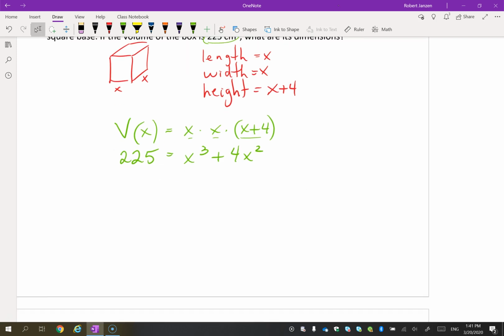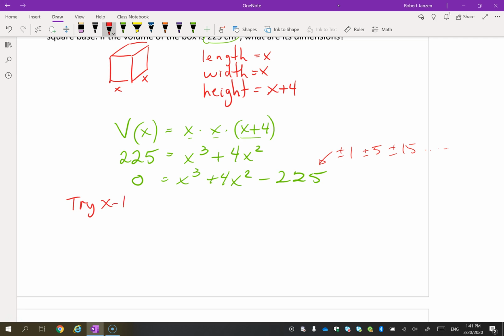Now, how do you solve this? Well, this is actually something we know how to do. Alright, we want to find out when this exists. In other words, we need to factor this. So, to factor it, what goes into 225? Plus or minus 1, plus or minus 5, plus or minus 15, etc. Okay, so let's try.